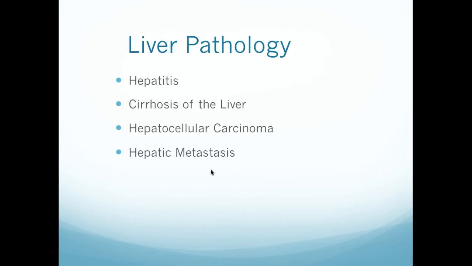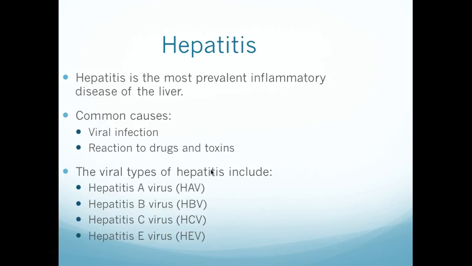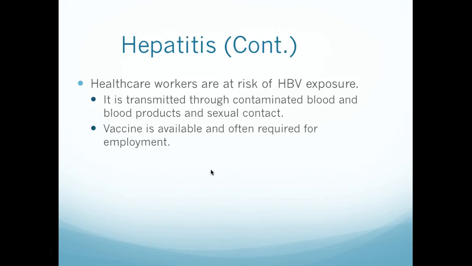We're going to roll right into the liver. We're going to look at hepatitis, cirrhosis of the liver, hepatocellular carcinoma, and hepatic metastasis. Hepatitis, so most prevalent inflammatory disease of the liver. Can be caused from viral infections or reaction to drugs or toxins, and as you know, the different types are A, B, C, and E.